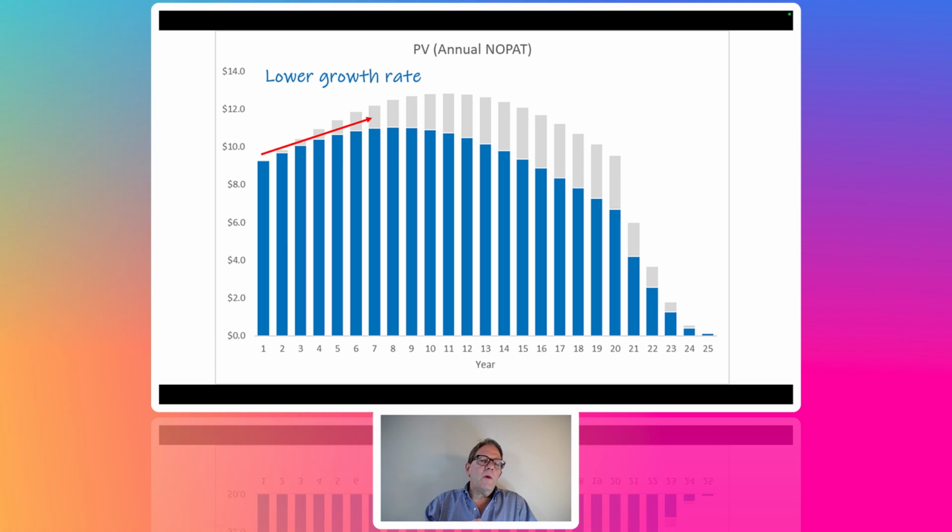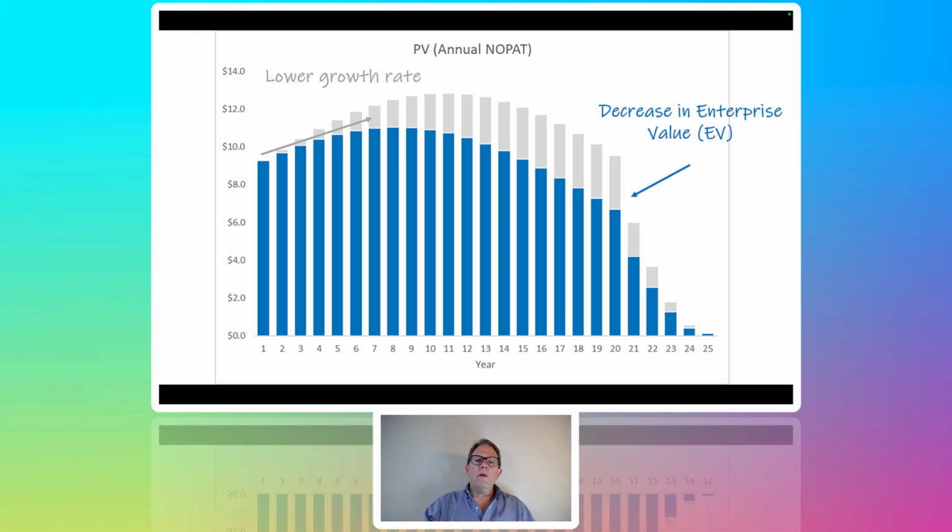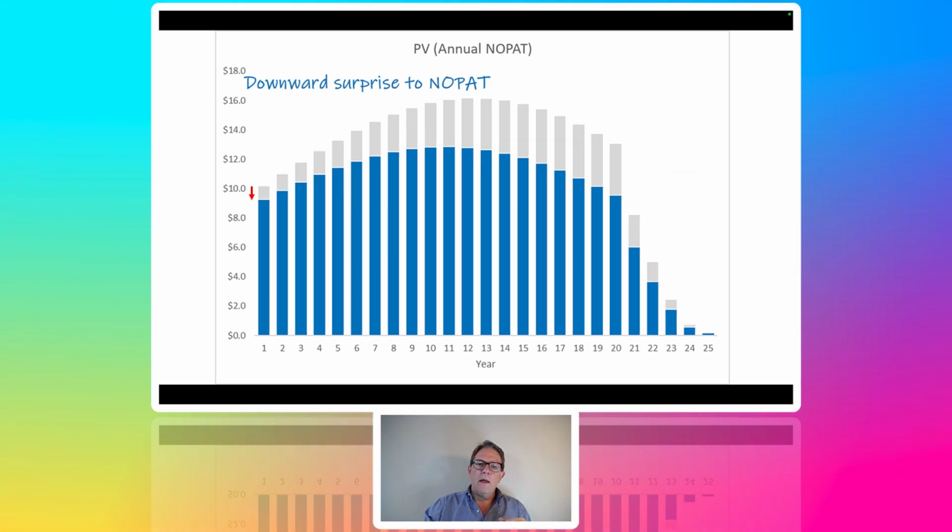All right, what if you have a lower growth rate? Now I flipped the colors here just to make life simple. Well, a lower growth rate is a decrease in the enterprise value, which makes perfect sense. All right, so I didn't change the magnitude. I just changed the growth rate. That will affect the future magnitude of cash flows. Didn't change the duration, just changed the growth rate. And guess what? Decrease in enterprise value. Exactly what we thought.